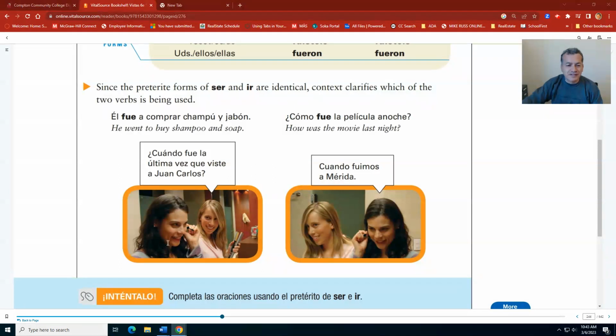In the first picture, this lady is using the verb fue, which is to go. No, sorry, to be. When was the last time that you saw Juan Carlos? To be. And the answer is when we went to Mérida. In this case, the verb is to go. Ir, when we went to Mérida. Bien, so this is the explanation.